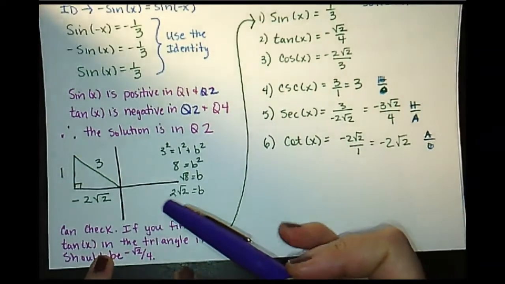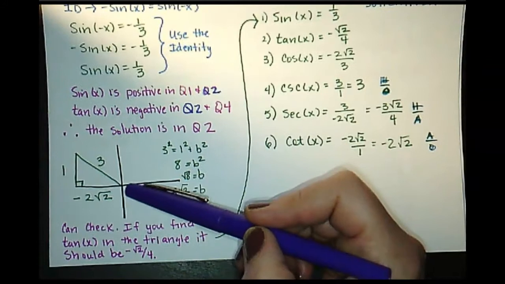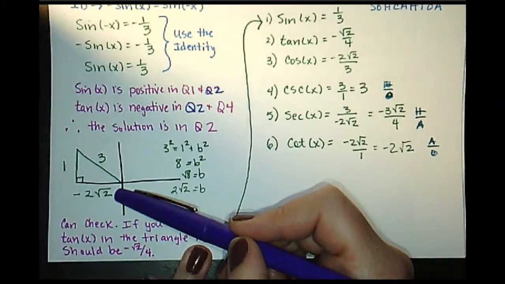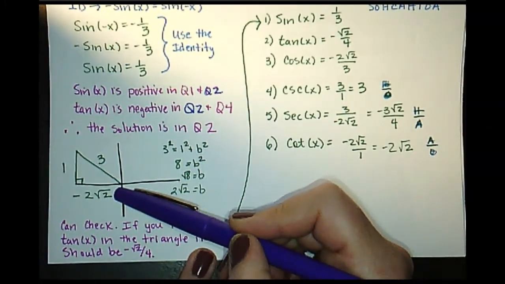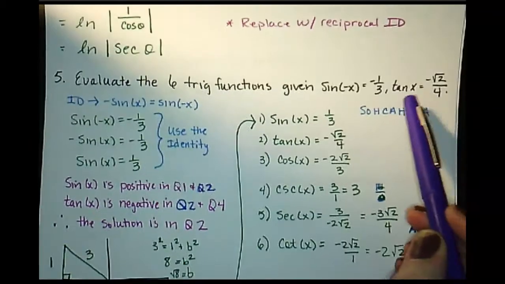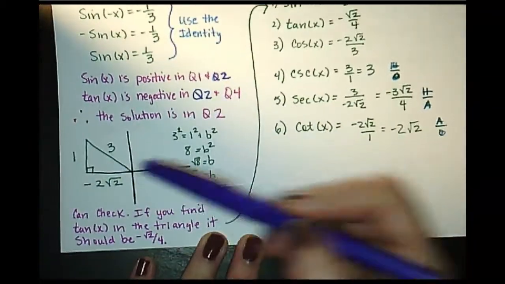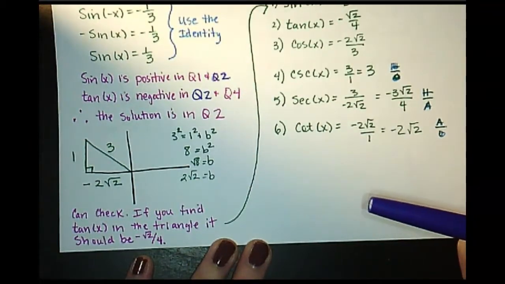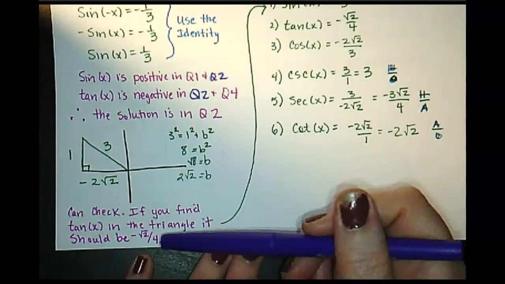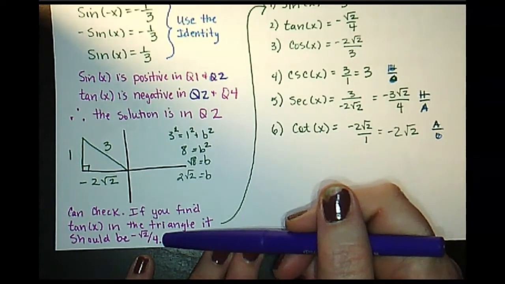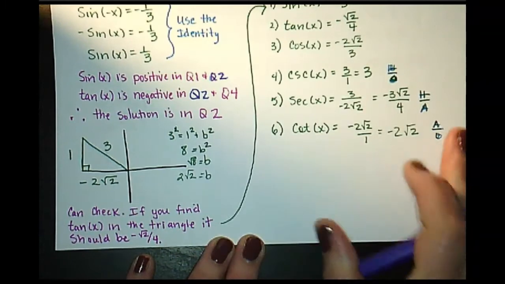So at this point, you can check. You can say, okay, would this really be negative root 2 over 4? And would I get this tangent? So I can go in my triangle and find tangent. And when I find tangent in my triangle, I do get negative root 2 over 4. So I know I'm good to go from there.